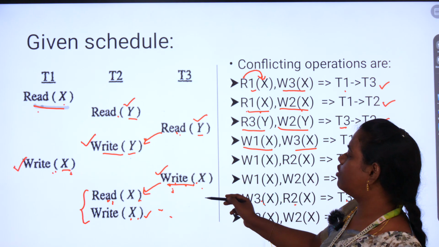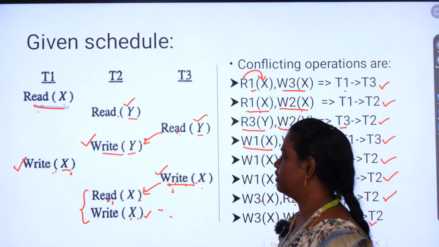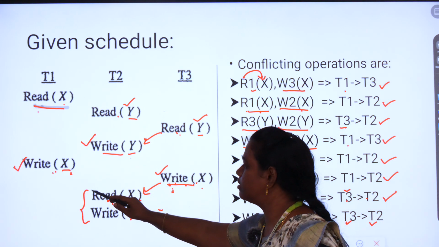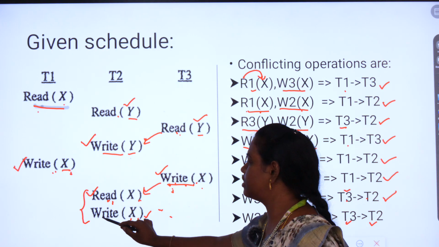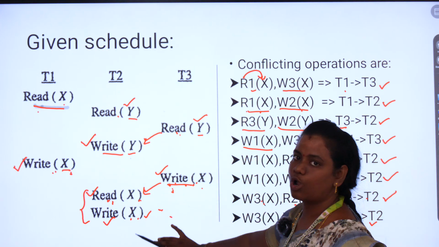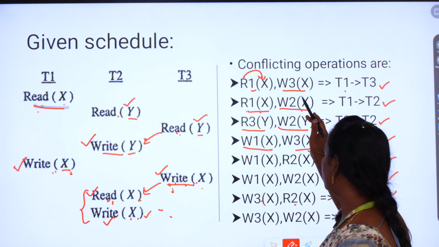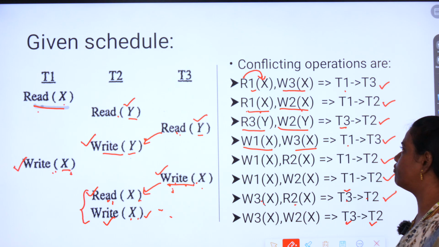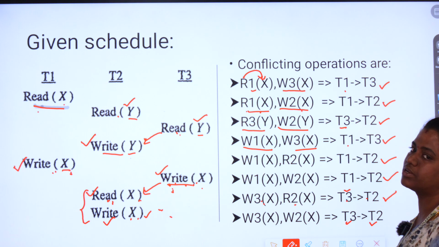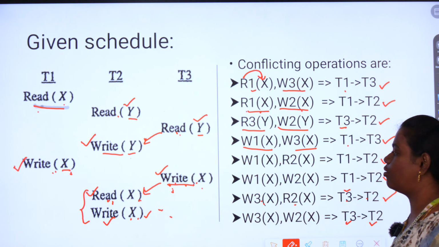Now I have checked all the operations. After this comes read of y, but there is no comparison for this read of x and write of x, so we are going to stop checking the conflicting operations. Now this is my final conflicting operation set. Now I am going to draw a precedence graph for these conflicting operations.